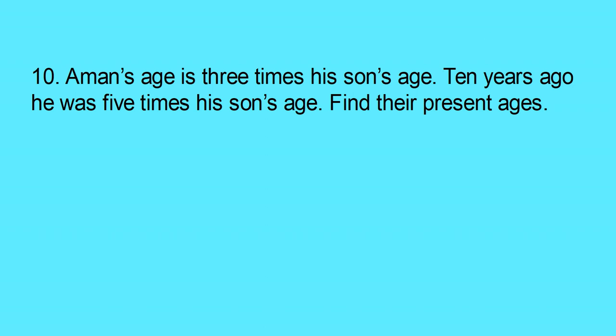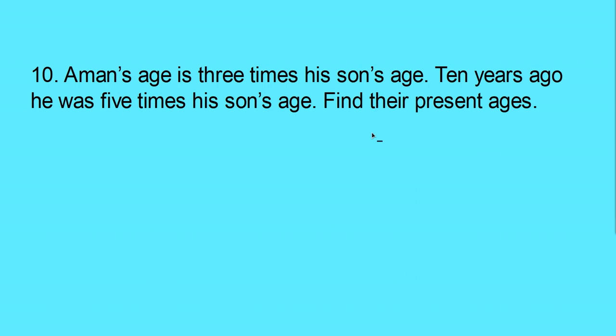Here, two persons are there. One is Aman and other is his son. And the condition is Aman's age is 3 times his son's age. So we can take son's age as x, then Aman's age will be 3x.